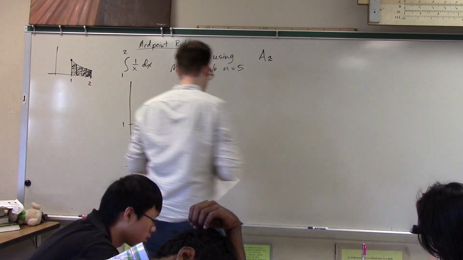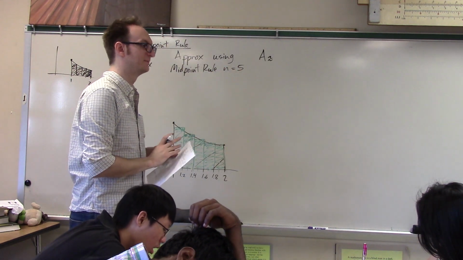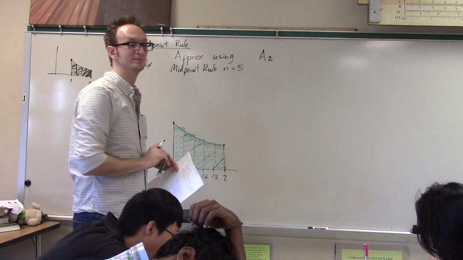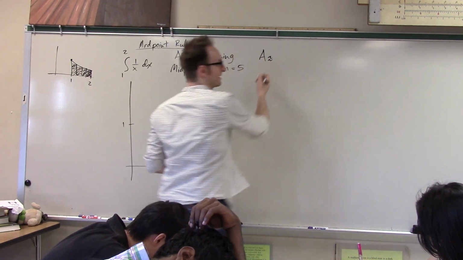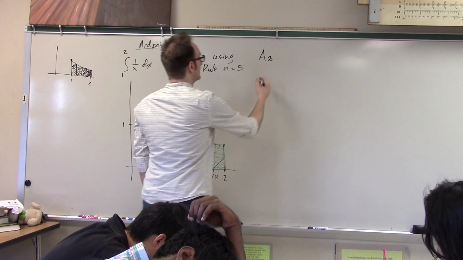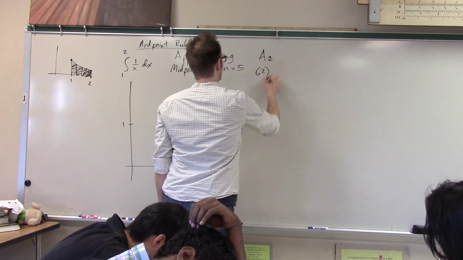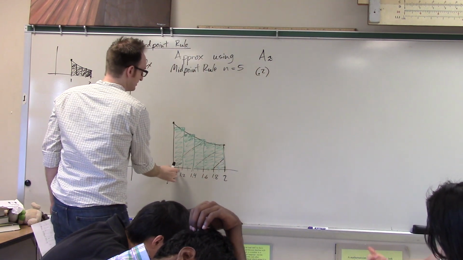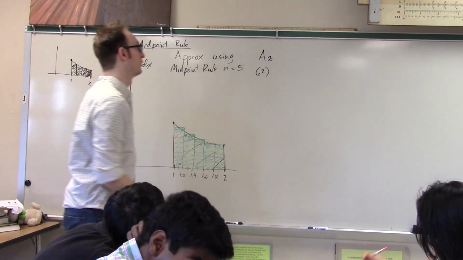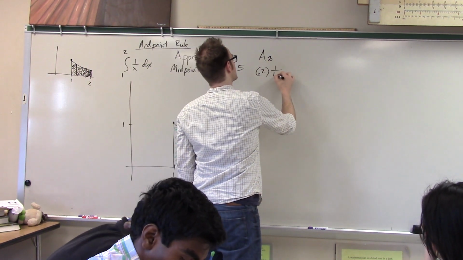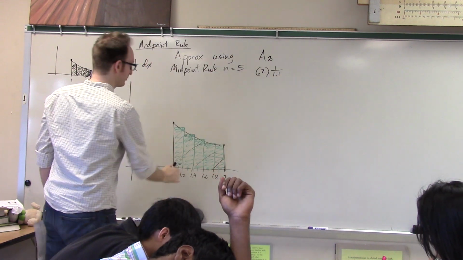Can someone start calling them out, right? What is it basically? Or maybe we want to go straight for the sigma. No, maybe not. What is this area? Okay, yeah, the area of the first rectangle will be 0.2 times the height, which is 1 over 1.1, because 1.1 is the midpoint of the interval between 1 and 1.2.